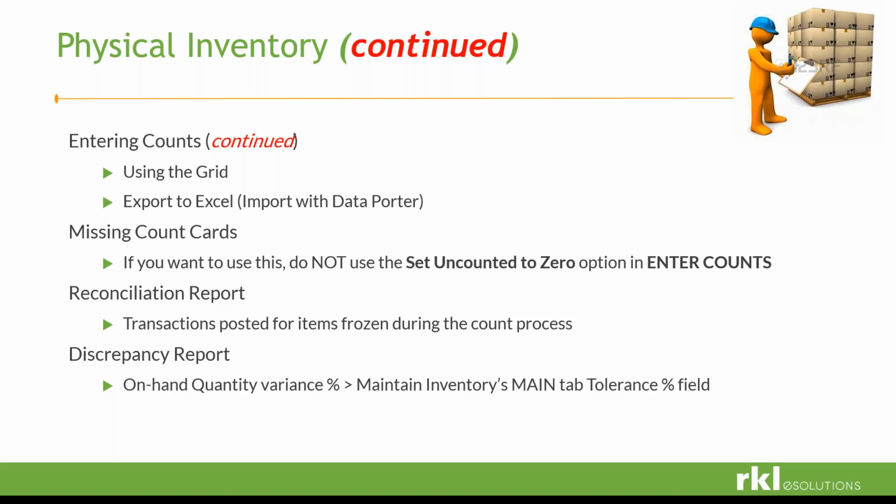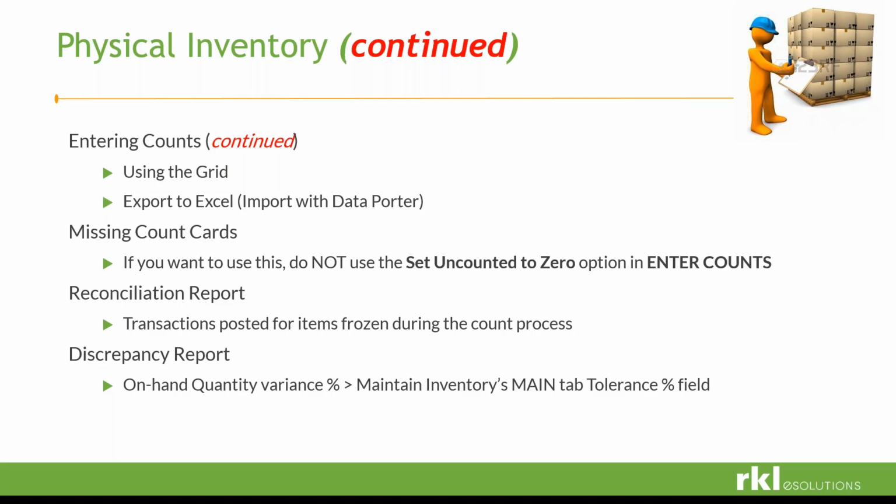Once the counts have been completed, you do have a couple of reports that you can run to validate the data that has been counted. There's a reconciliation report, which will show you any transactions that have been posted in 500 after the items were frozen once that batch was initially created, so that you can reconcile between what the end user physically counted and what may have, for example, shipped out the door in the interim.